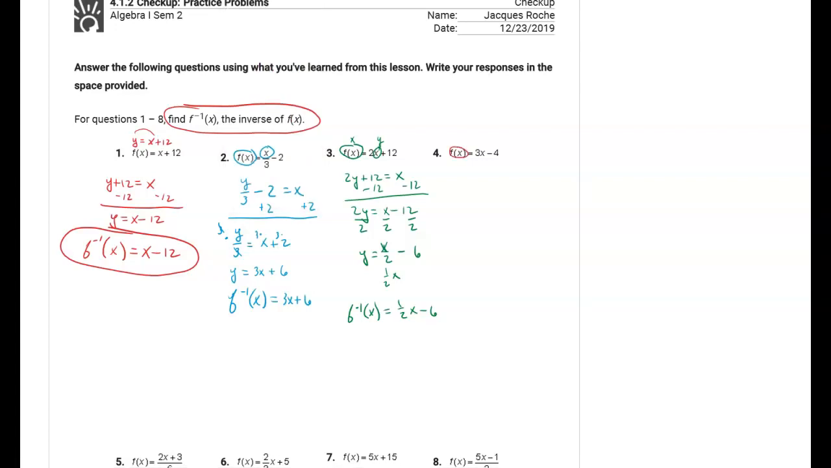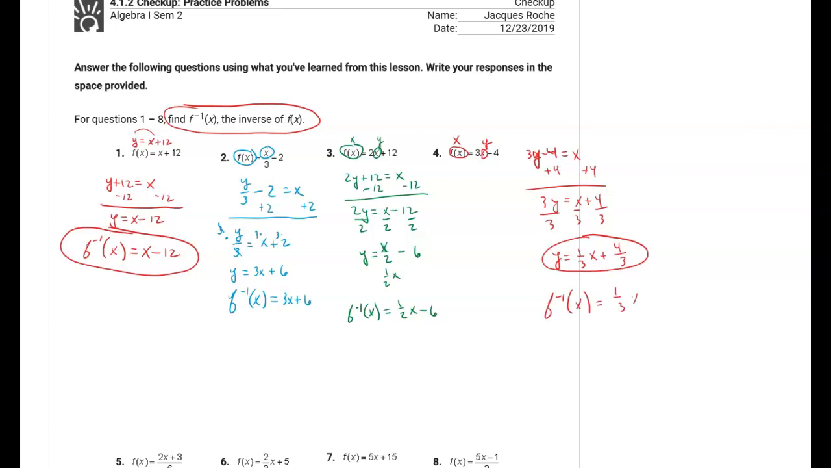And the last one, again, this was y, it's going to become x. This was x, it becomes y. So 3y minus 4 equals f of x becomes just x. Now, add 4: 3y equals x plus 4. Now, I'm going to divide everything by 3. So you would get 1/3 x plus 4/3. And we rewrite that as the inverse of f of x would be 1/3 x plus 4/3.